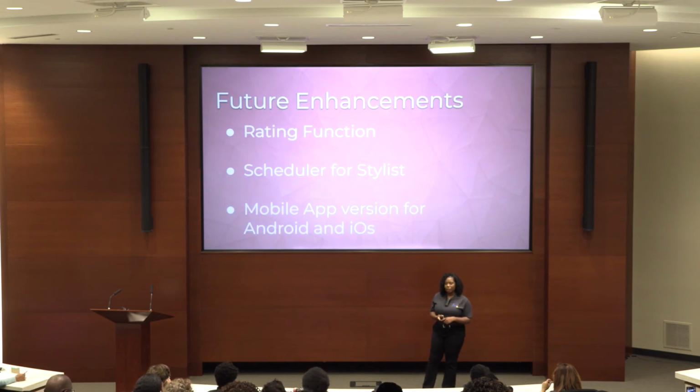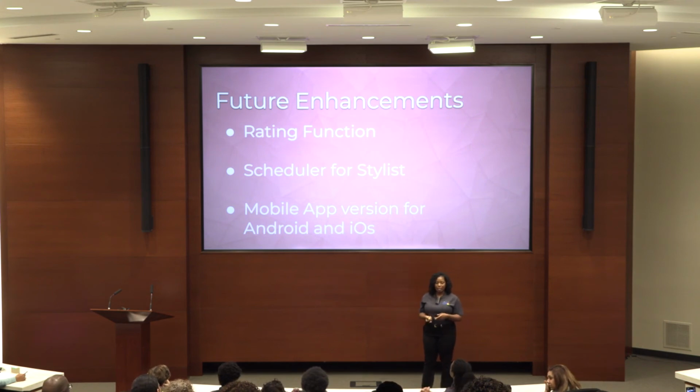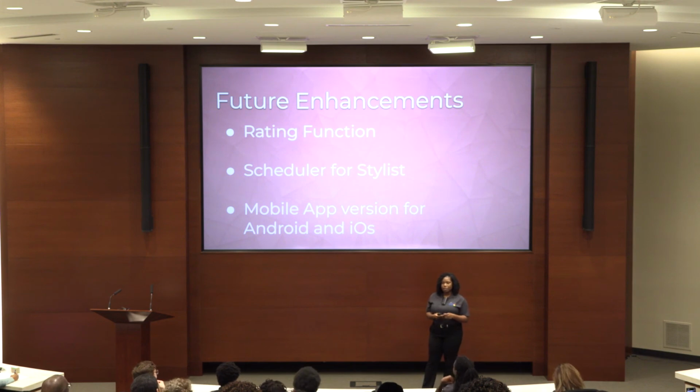Future enhancements include a rating function. So if you're a client, once you visit a stylist, you can say, this is how my experience was with this person, so other users can see how this stylist ranks. I also would like to build a scheduler within Primp so that users can log on and schedule within. They won't have to go to a separate website. And lastly, I would like to create a mobile app version so people can use it on the go while they're traveling.